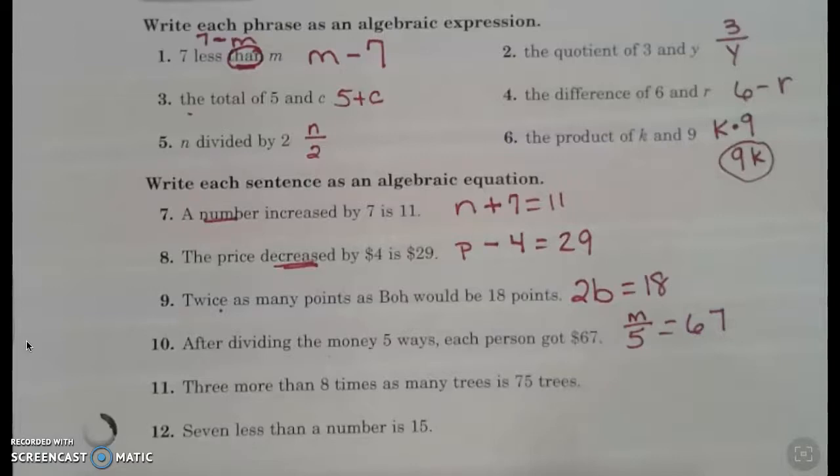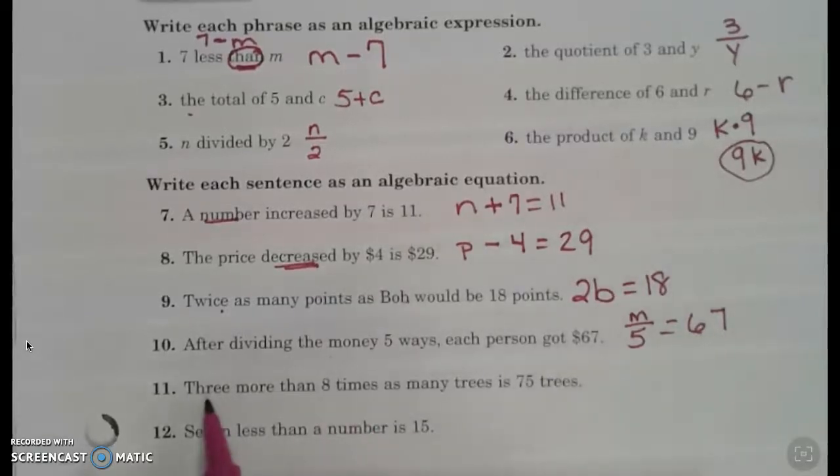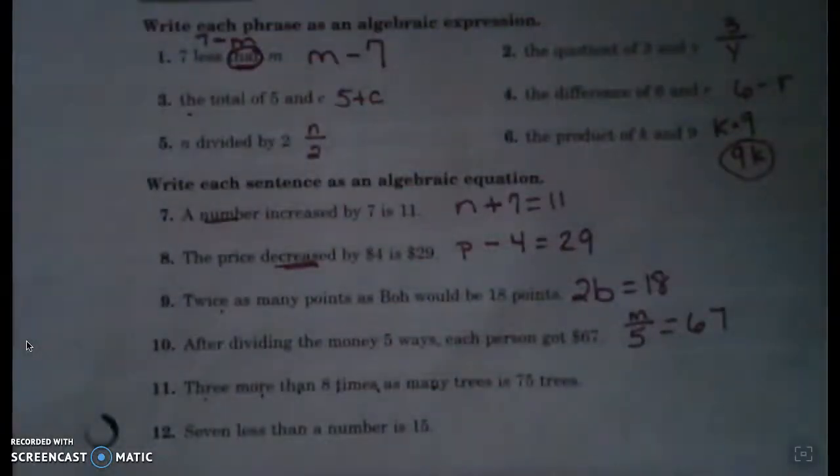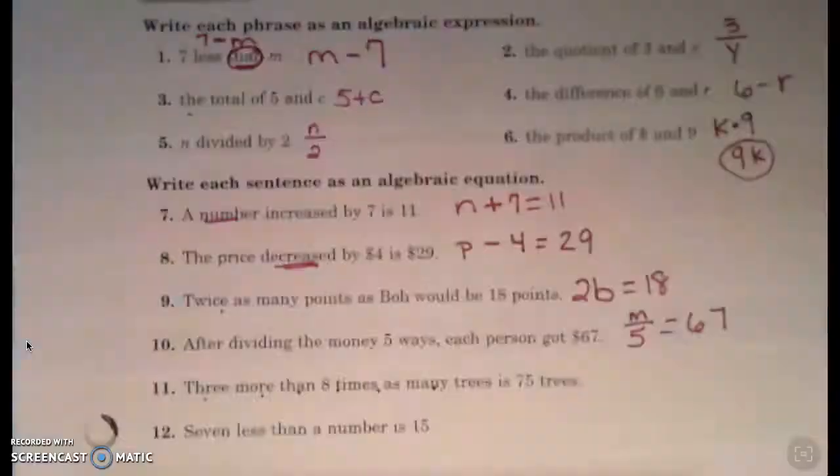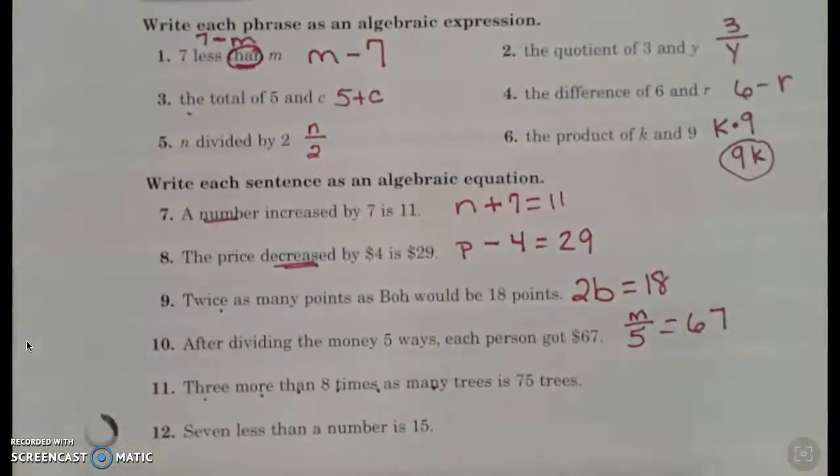All right, now we're going to get a little more involved. This says 3 more than 8 times as many. Oh, I'm sorry, I sat still too long. The light's gone off. Well, can't wait, let me get it back on. All right, there we go.